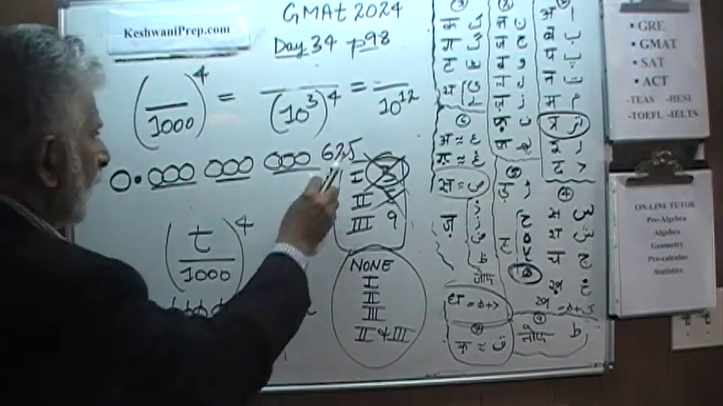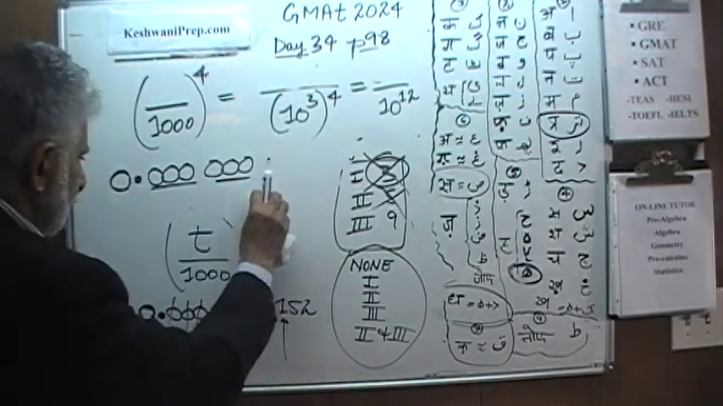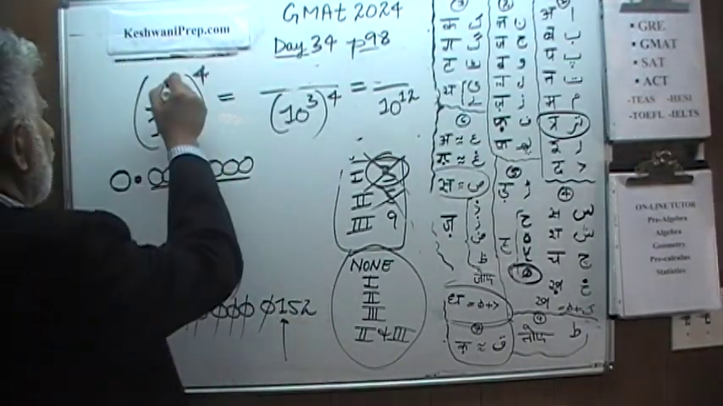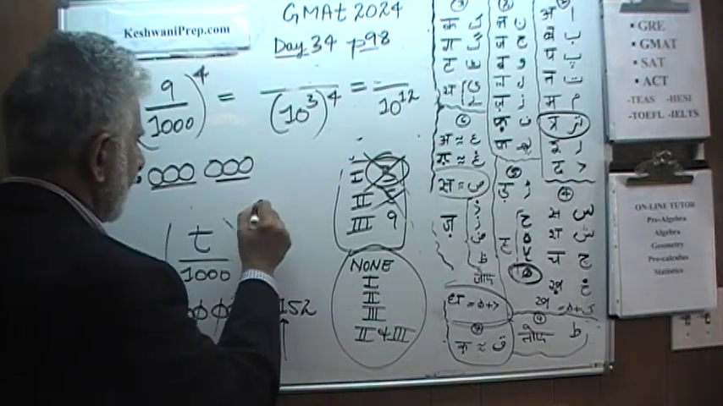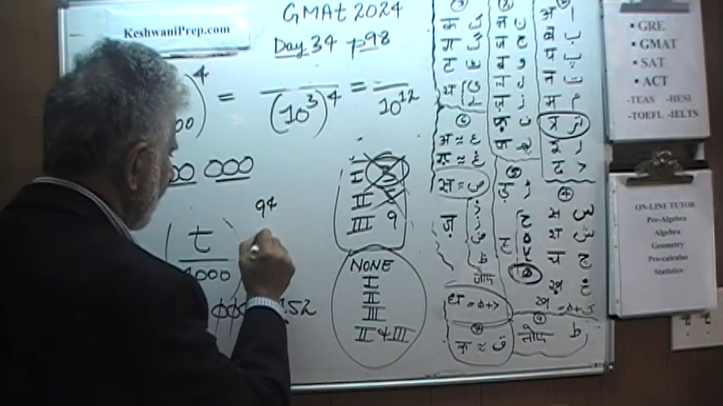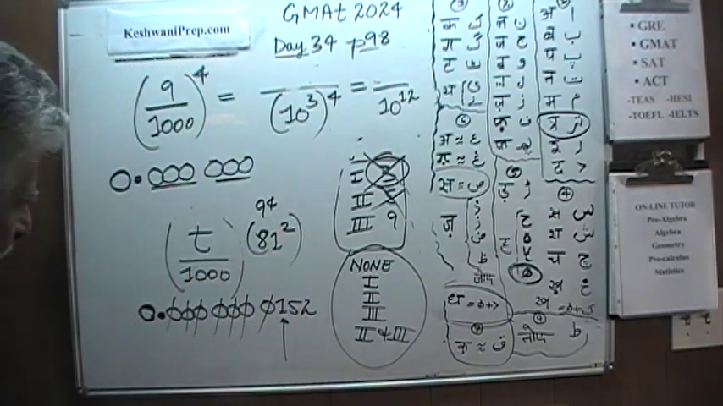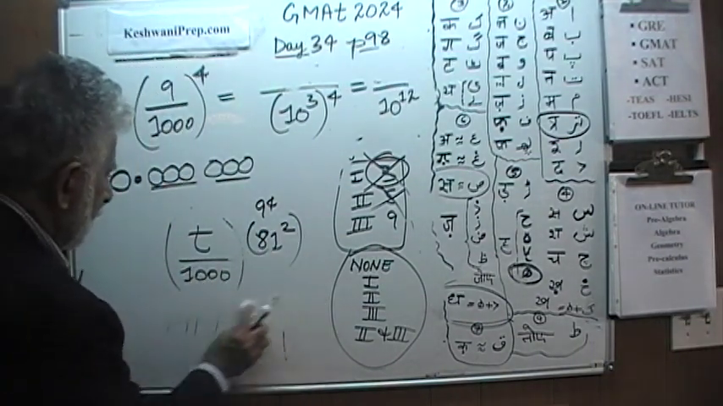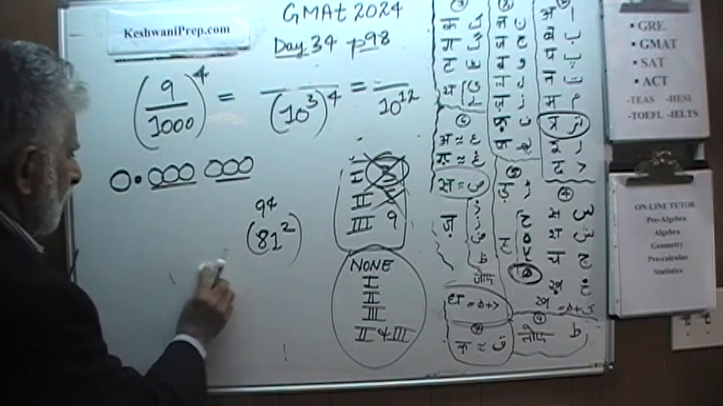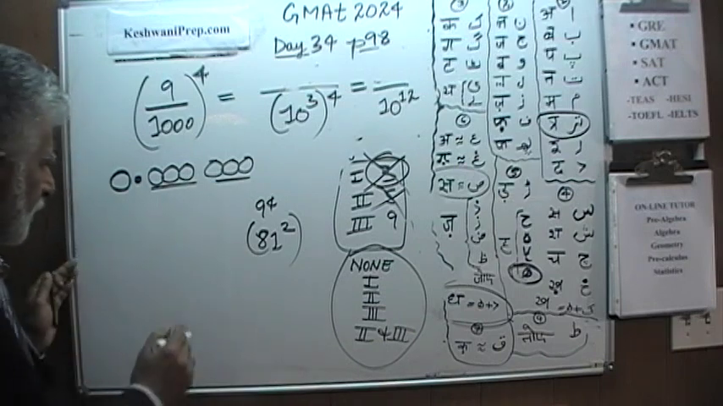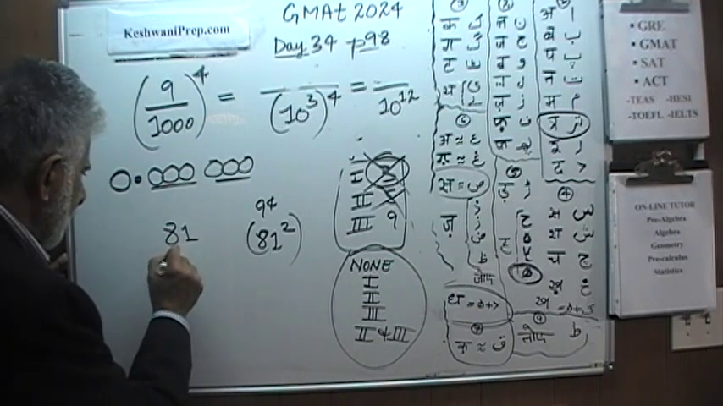Hopefully 9 will do the trick. 9 to the 4 is the same as 81 squared. So we have to figure out what 81 squared is. Keep your fingers crossed. Perhaps this will do the job. 81 squared.